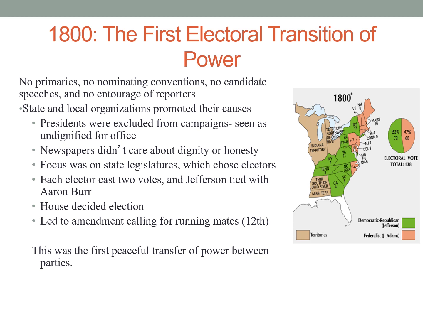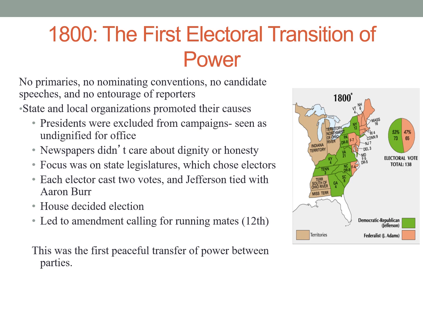So the first electoral transition of power was in 1800. There were no primaries, no nominating conventions, no candidate speeches, and no entourage of reporters. State and local organizations promoted their causes. Presidents were excluded from campaigns, and they were seen as undignified for office. Newspapers didn't care about dignity or honesty, and the focus was on state legislators, which chose electors.